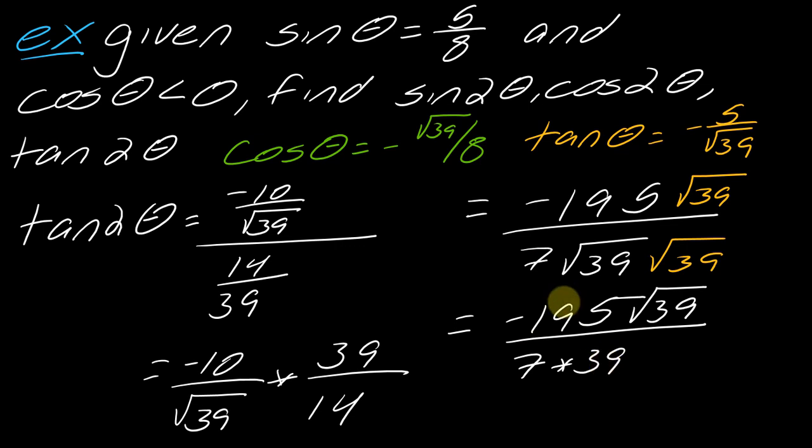So 39 actually goes into negative 195. So this whole thing will simplify to -5 times the square root of 39 over 7. So it was a little bit of work to figure that out. Okay, and so that takes care of it now. We have found all 3 parts of this problem.